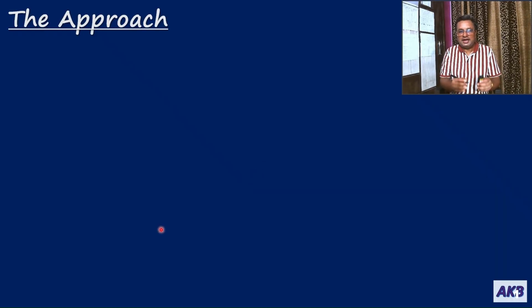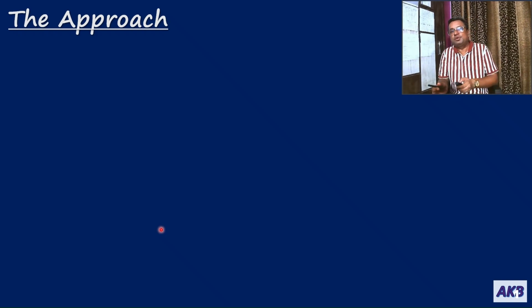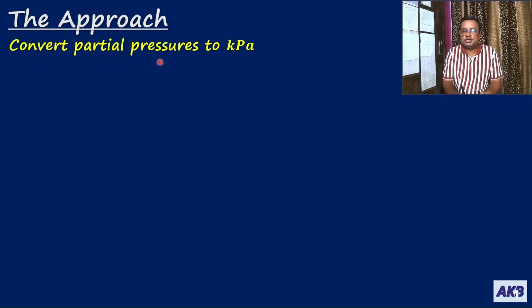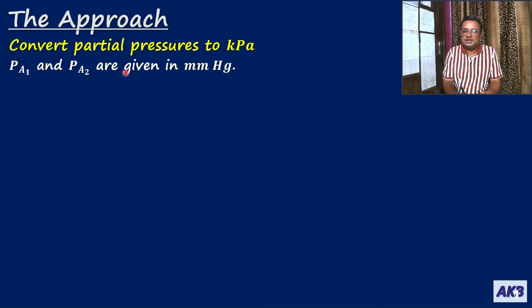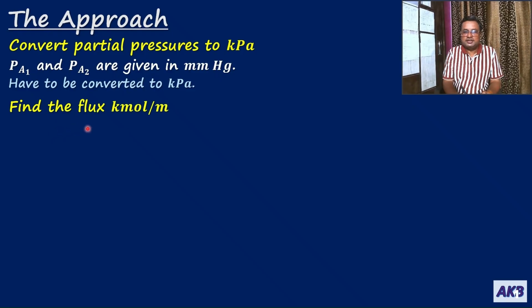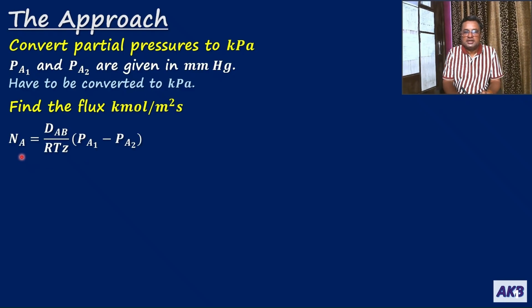Now we need to understand the approach, because ultimately we have to report the rate in kg per second, and the partial pressures we need to convert to kilopascal. First, we will convert partial pressures to kilopascal. P_A1 and P_A2 are given in mm of Hg, and they have to be converted to kilopascal. After that, we will find the flux in kilomole per meter square per second, and for that we will use this equation: N_A is equal to D_AB P upon R T Z into (P_A1 minus P_A2).